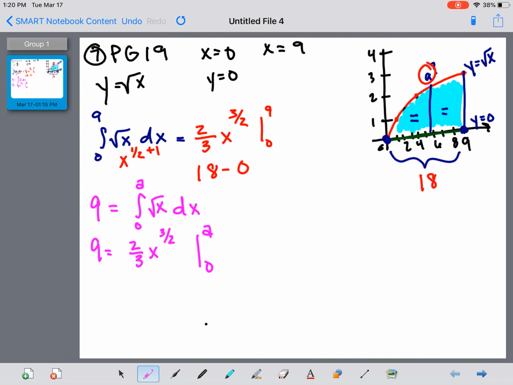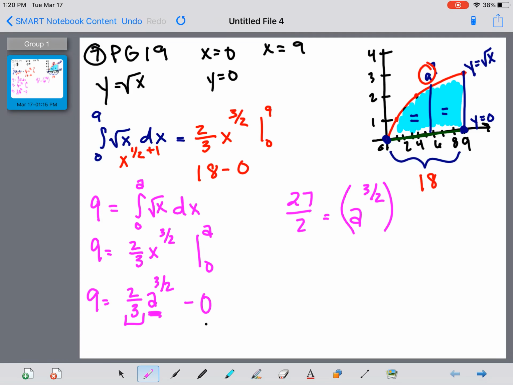All right, and then I'm going to plug in A, and I'm going to get that 9 equals 2/3 A to the 3/2 minus 0, because when you plug in, you get 0. So now all I have to do is solve for that A. In order to solve for A, I'm going to get rid of the 2/3 by multiplying times 3/2 on both sides. So when I multiply times 3/2, I get 27/2 equals A to the 3/2. And then I'm going to raise everything to the 2/3 power, because raising it to the 2/3 power will get rid of that 3/2 power.